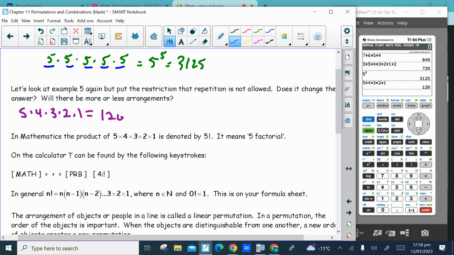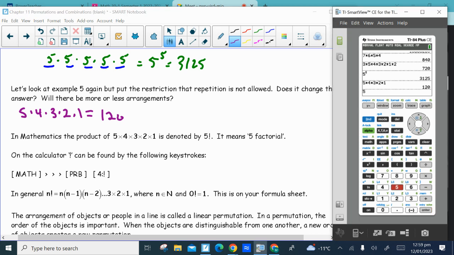So we multiplied 5 times 4 times 3 times 2 times 1. In math, we can denote that as 5 with the exclamation mark at the end. And that symbol in this application means factorial. So 5 times 4 times 3 times 2 times 1 is 5 factorial. And there's a factorial key on your calculator.